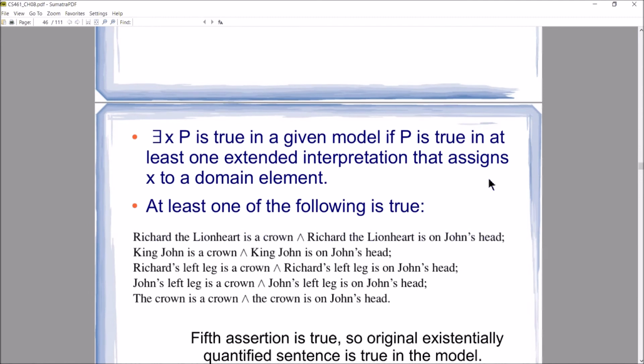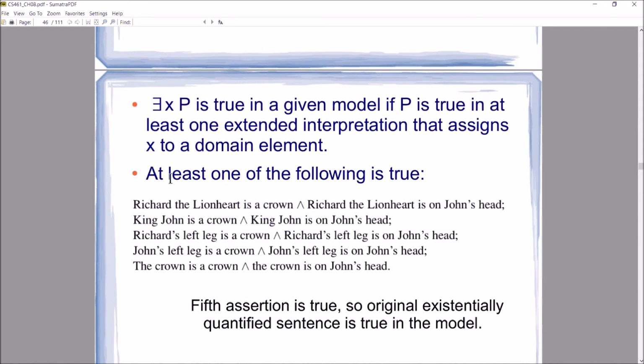So there exists this thing in the universe. For an expression P, that is true in a given model if P is true in at least one extended interpretation. So if at least one of the following is true: Richard the Lionheart is a crown and Richard the Lionheart is on John's head, or King John is a crown and King John is on John's head, or Richard's left leg is a crown and Richard's left leg is on John's head, or John's left leg is a crown and John's left leg is on John's head, or the crown is a crown and the crown is on John's head.